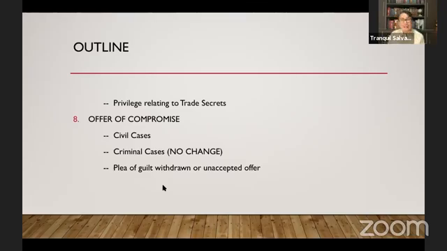Okay, last two points before I give you a break. How about yung criminal cases na bago? Hindi. Remains to be the same. An offer of compromise in a criminal case is an implied admission of liability. Now, there is no change. Here, there is a change. Offer of compromise, okay? When there is a plea of guilt withdrawn or an accepted offer. So there is an amendment on that point.